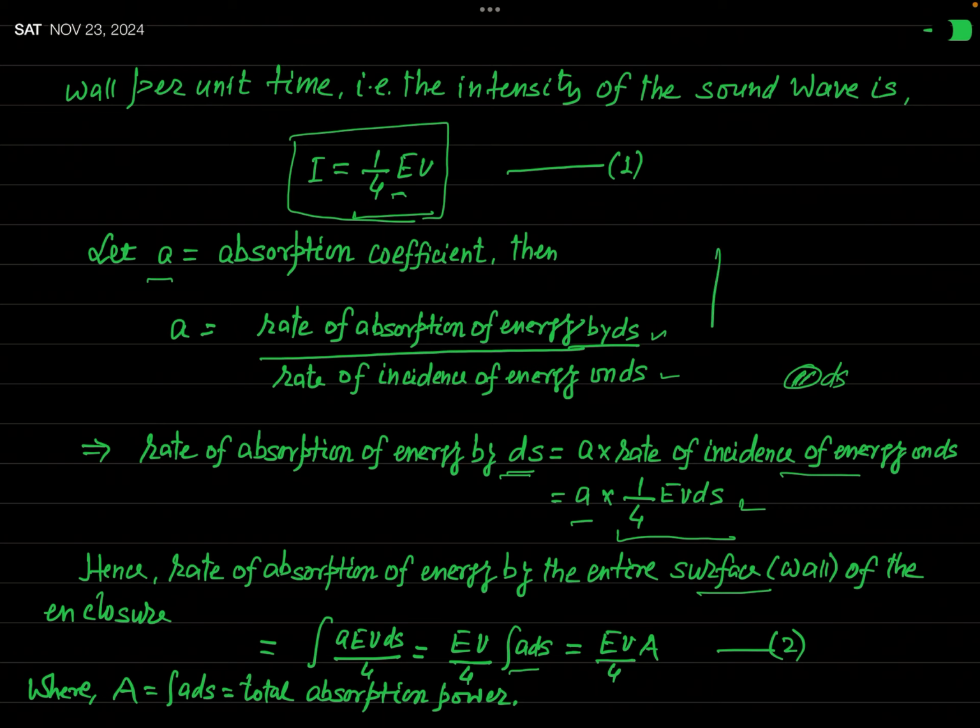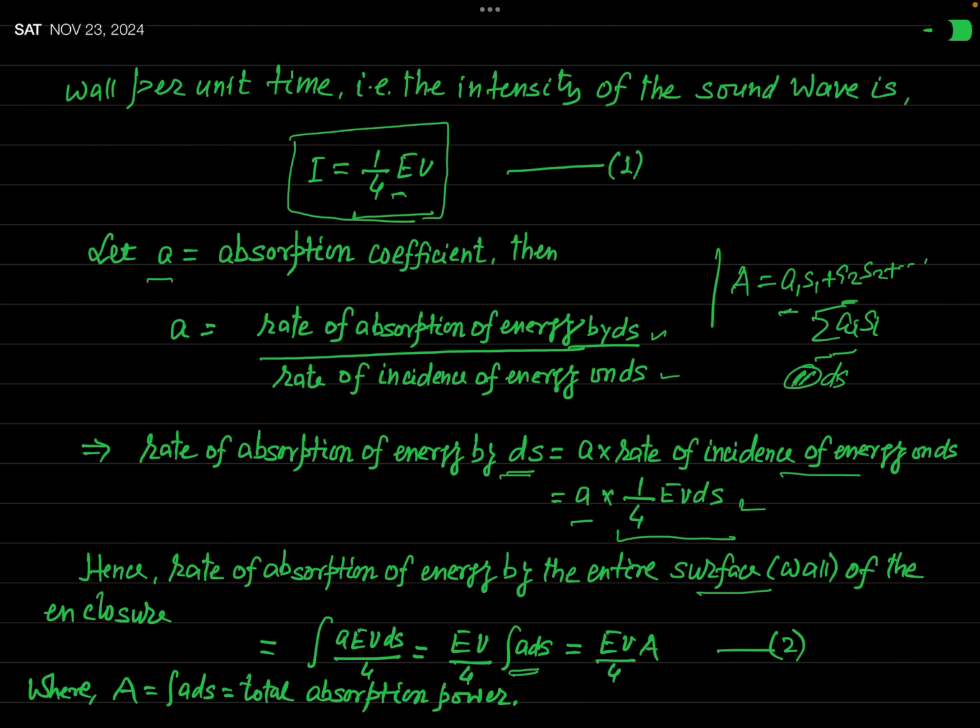But in the previous lecture I told you that the total absorption power A is given as A1 times S1 plus A2 times S2 plus so on. Here A1, A2 are the absorption coefficients at different points, and S1, S2 are the surface areas for which the absorption coefficients are A1, A2 and so on. So this is the summation over Ai times Si. But if the surface is distributed continuously and A has a constant value, then this summation will change into integration.